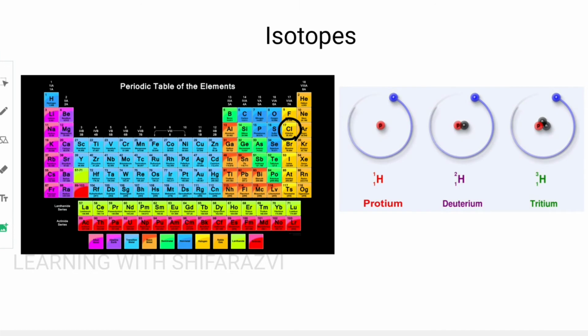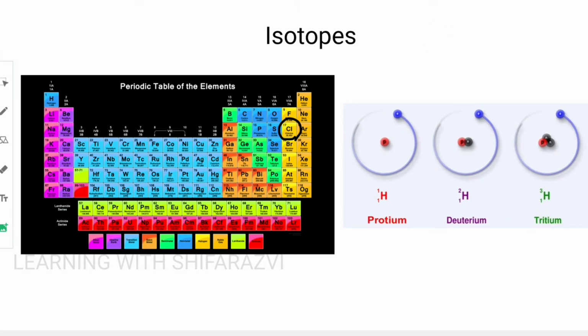Let's take another example, hydrogen. Look at the periodic table. Hydrogen is the first element and it has no neutrons. Do you remember I said in the last video it has no neutrons, it has only one proton. So the atomic number of hydrogen is 1. The mass number is also 1 because there is one proton and no neutron at all.